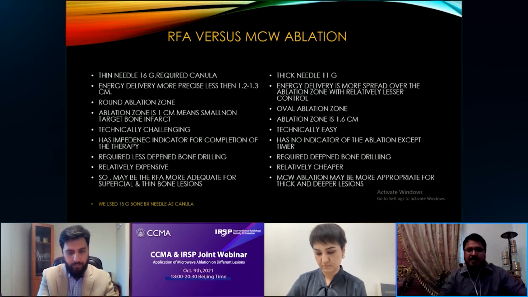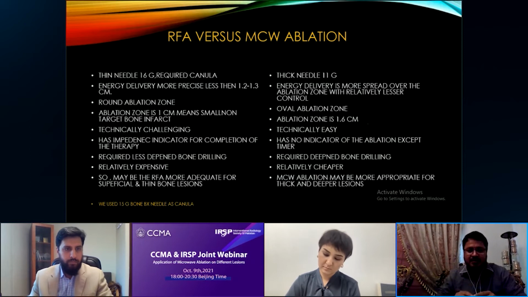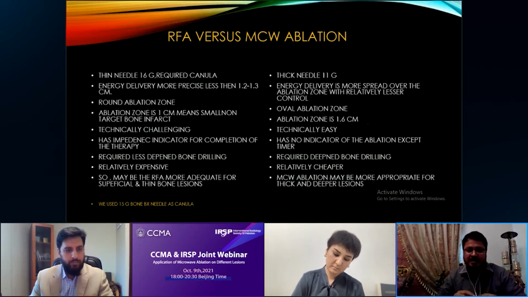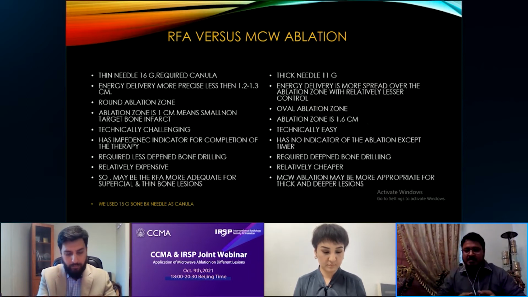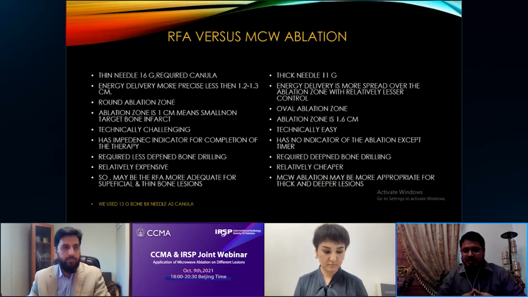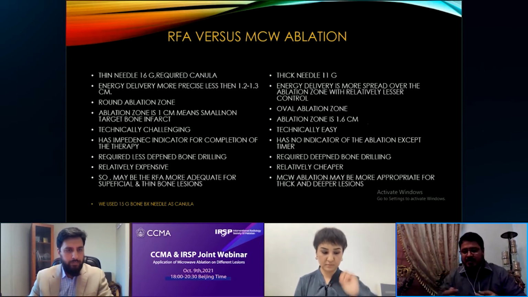In RFA, we have an indicator of completion of the therapy, that is impedance, whereas in microwave, we don't have any indicator except the timer. When the time is over, we consider it done. RFA requires less bone drilling, as I said, whereas due to the thick gauge of the needle, microwave ablation requires a thicker drilling of the bone.